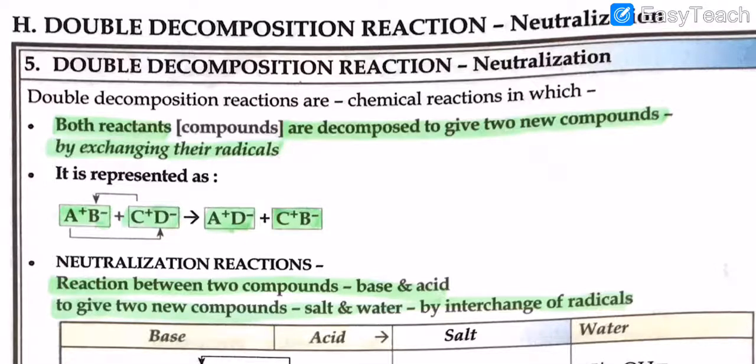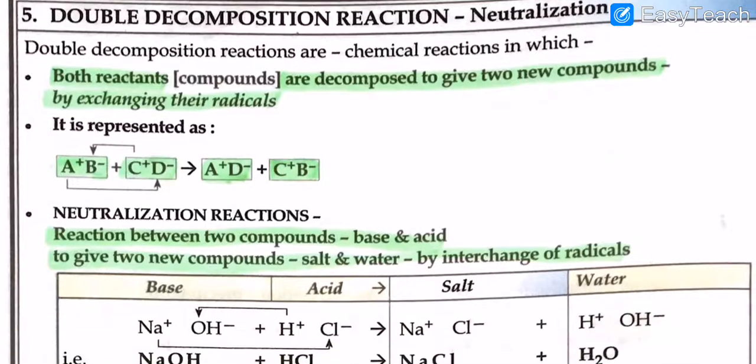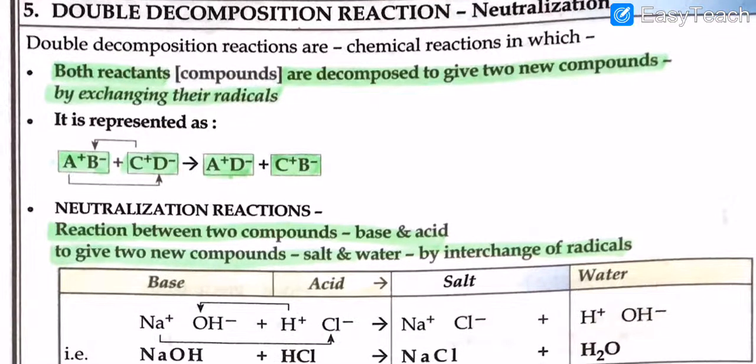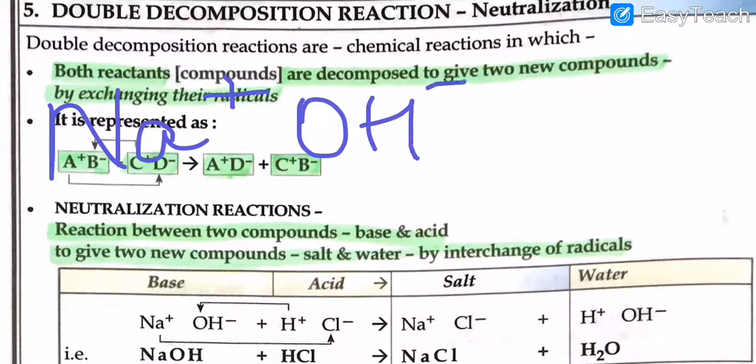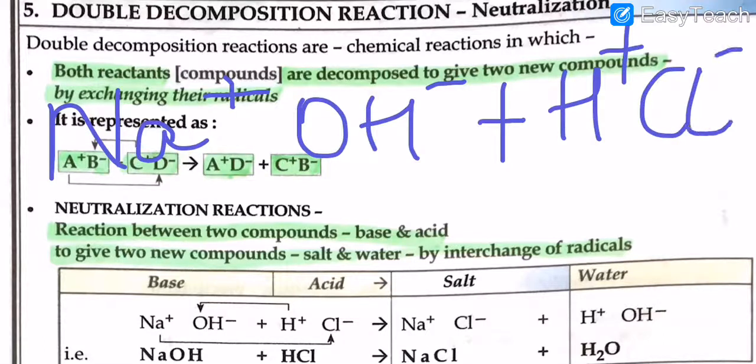So neutralization reactions are reactions between two compounds, that is a base and an acid, to give new compounds, salt and water. Let's take a simple example, a very easy one. Na plus OH minus, plus H plus Cl minus.